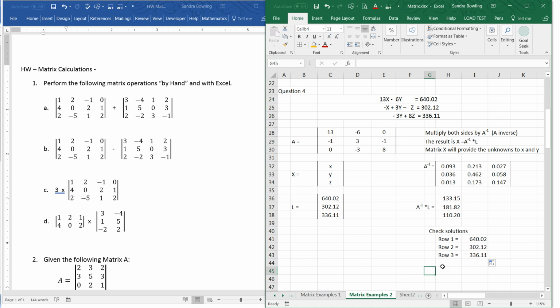Now there's programs out there that can do this. There's the Matrix program that we have that Purdue put out, and we also have your calculators that can do this. But this is just a really nice way to do large-scale calculations with a lot of unknowns in a simplistic format using the matrix equation.